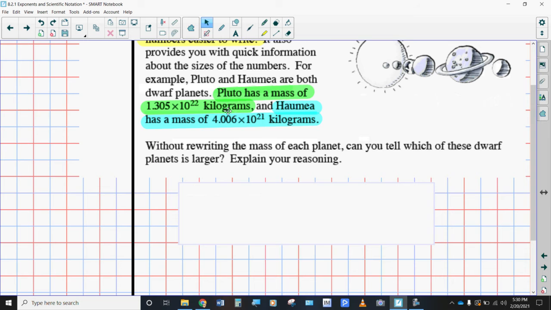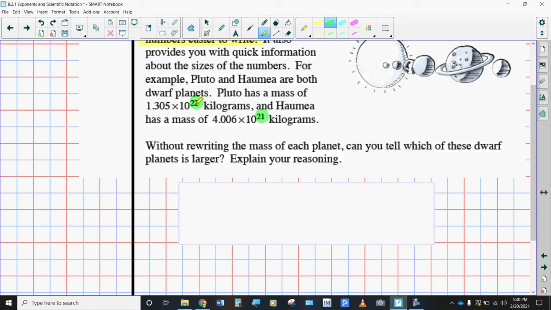And I think if we just, let me go ahead and get rid of that highlighting there. If we just focus on the exponents themselves. Remember, this is a number between 1 and 10. This is a number between 1 and 10. So when you multiply it times the power of 10, the number that's going to be greater is going to be the number that has the greater exponent.